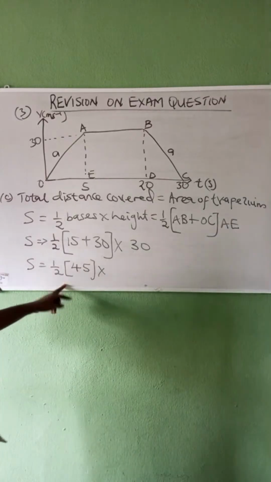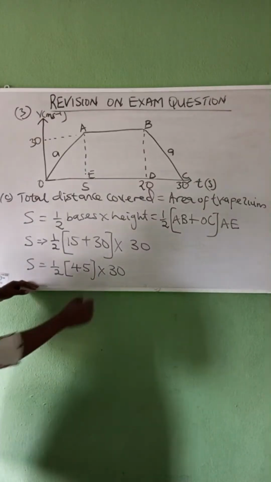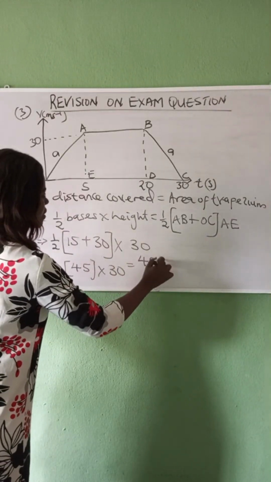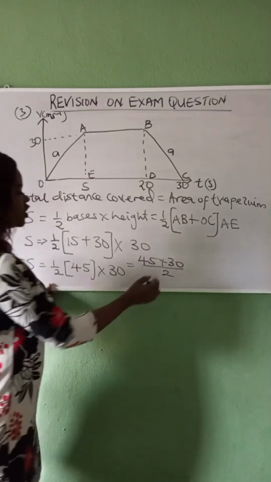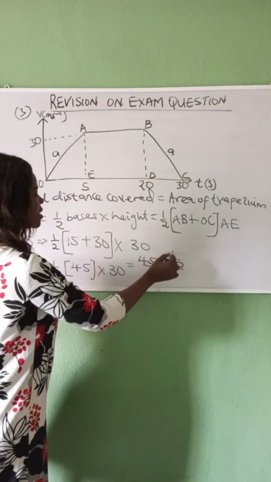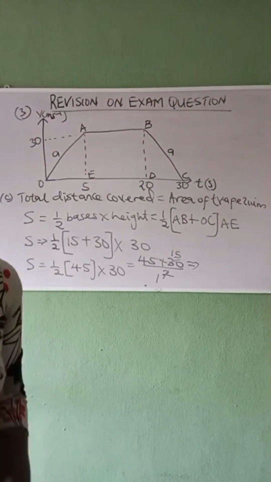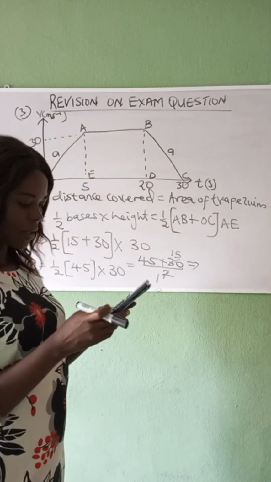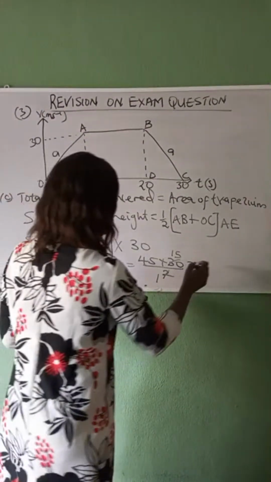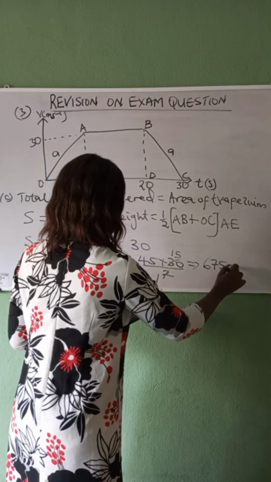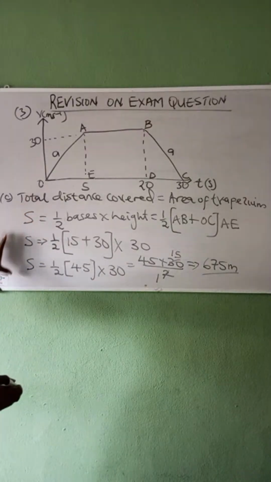Multiply by 30, right? Now, I'm going to say 45 times 30 divided by 2. Of which 2 can divide 30, I have what? 15. So, to actually find your answer, 15 times 45, the answer becomes 675 meters. Is that clear? The answer becomes 675 meters.